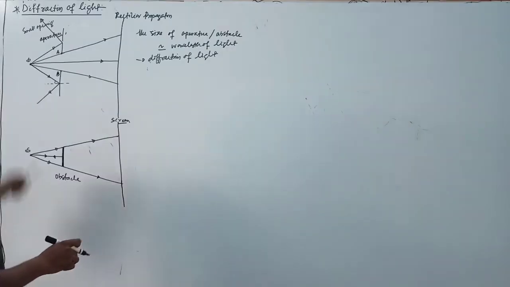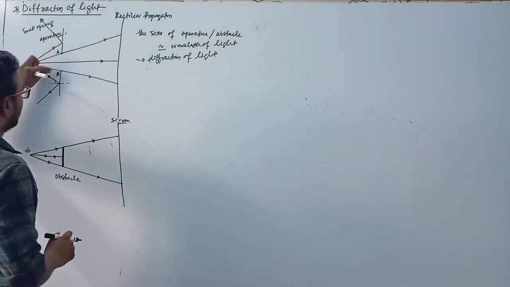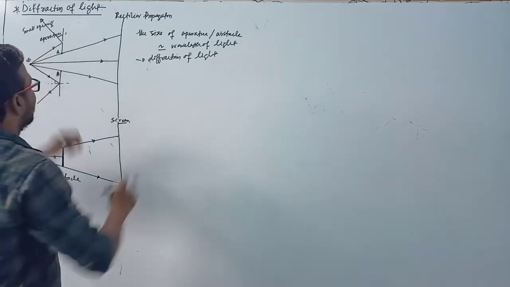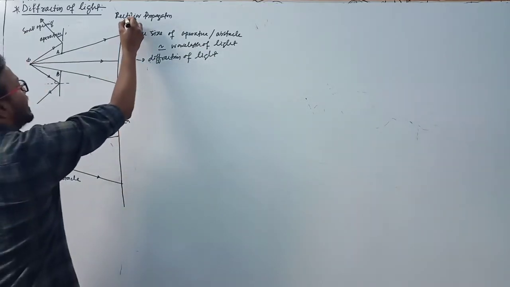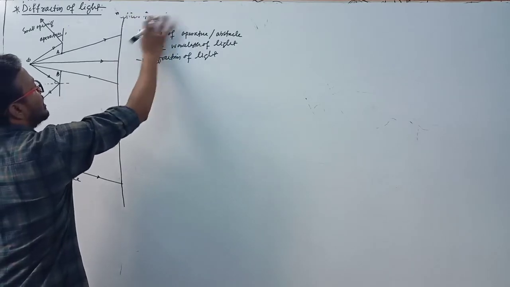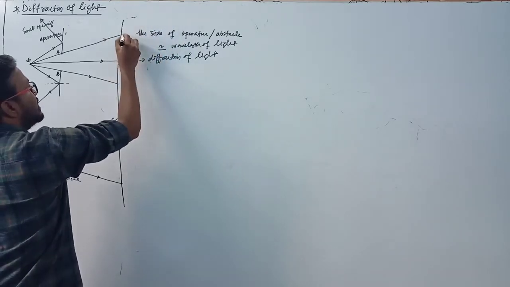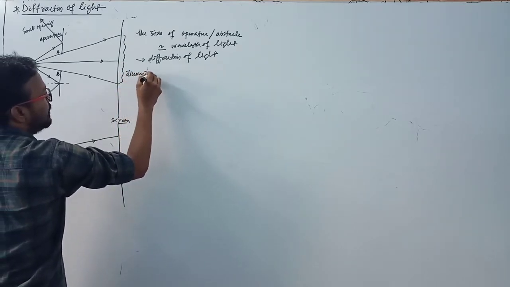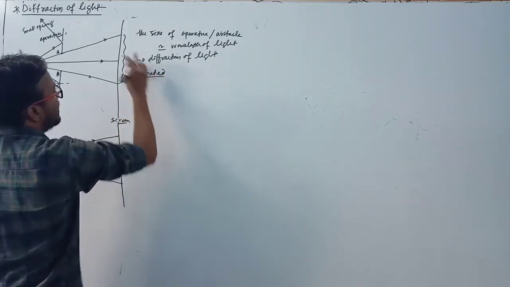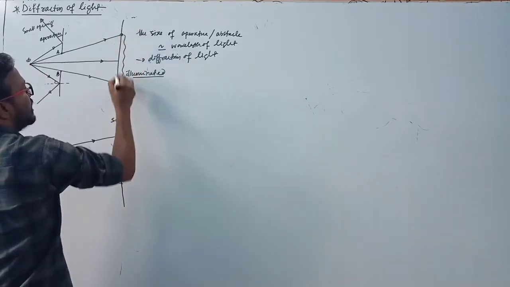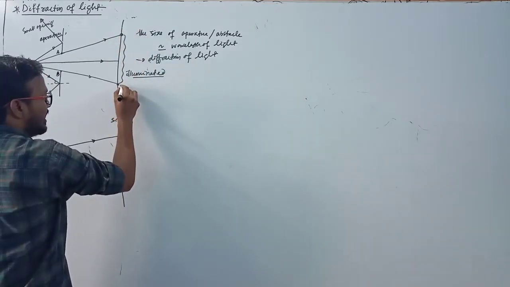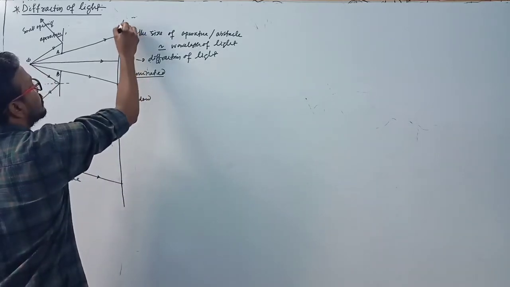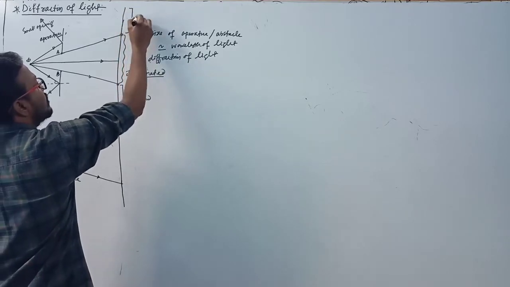And what is diffraction of light? Look at the diagram. When light passes through a small opening or small aperture, it spreads. This is the shadow region, or this is rectilinear propagation of light, and we get an illuminated area here, or here we get the light between this point and this point, and this area is known as the shadow region, and here also this region is known as the shadow region.